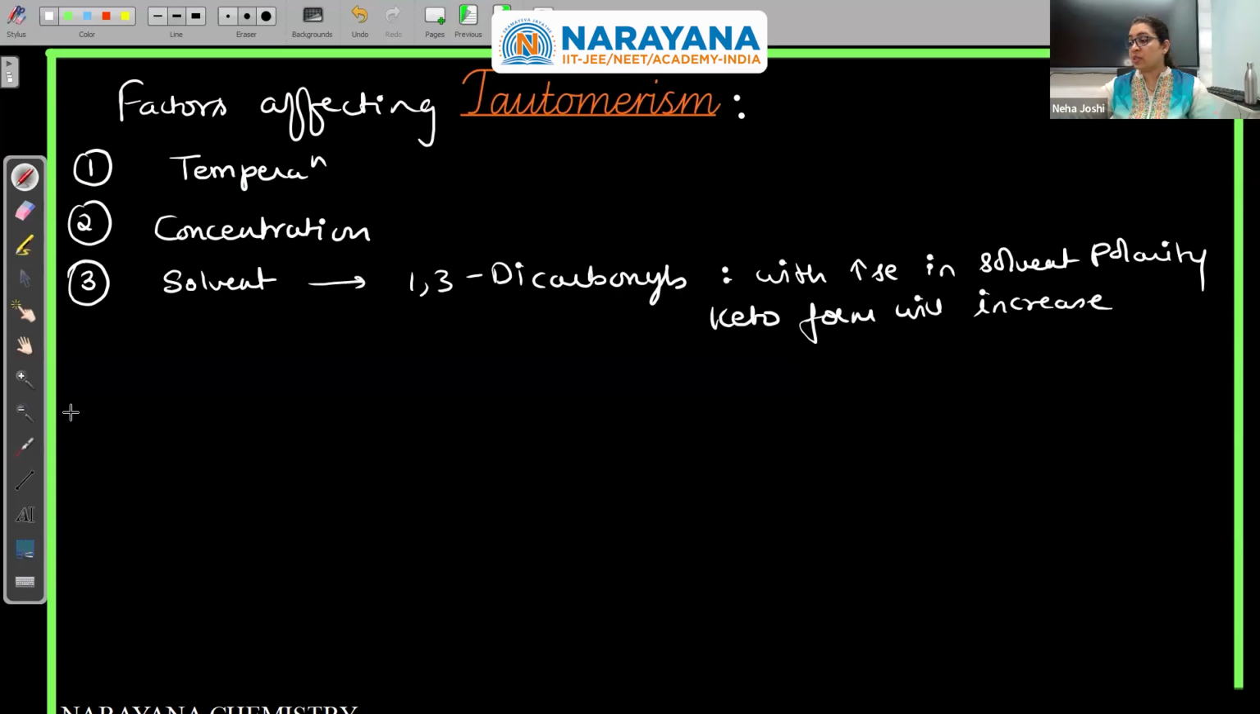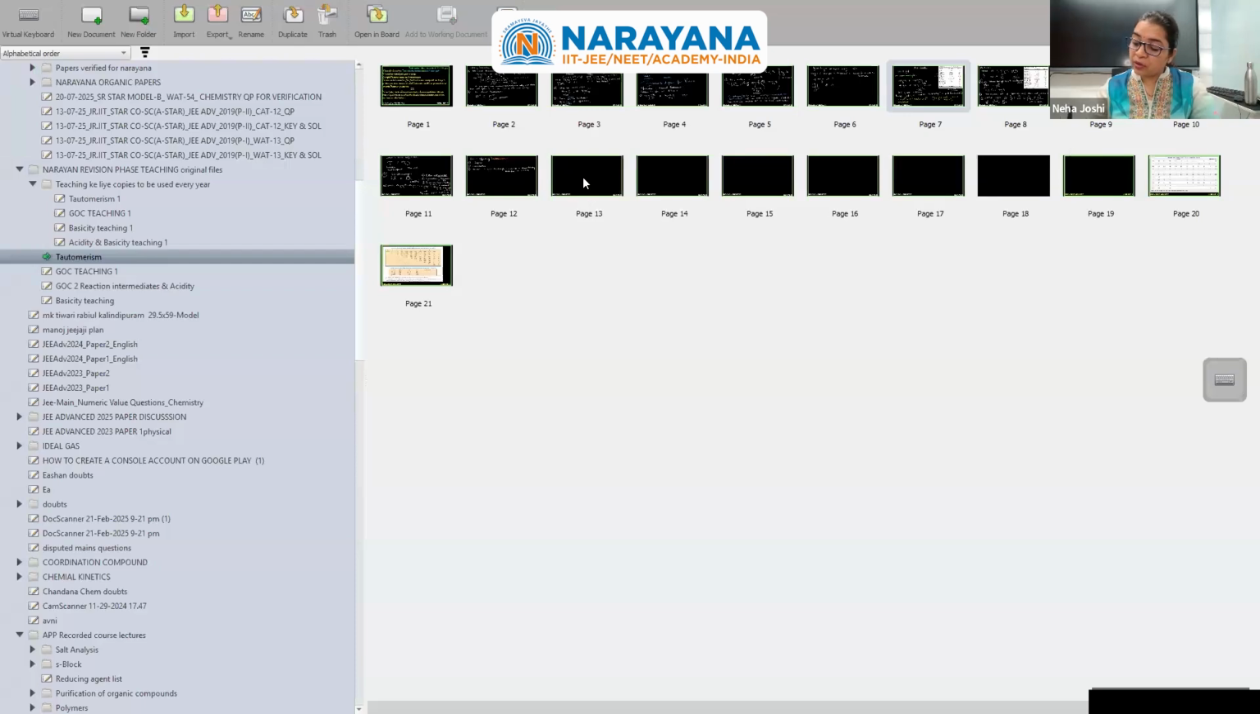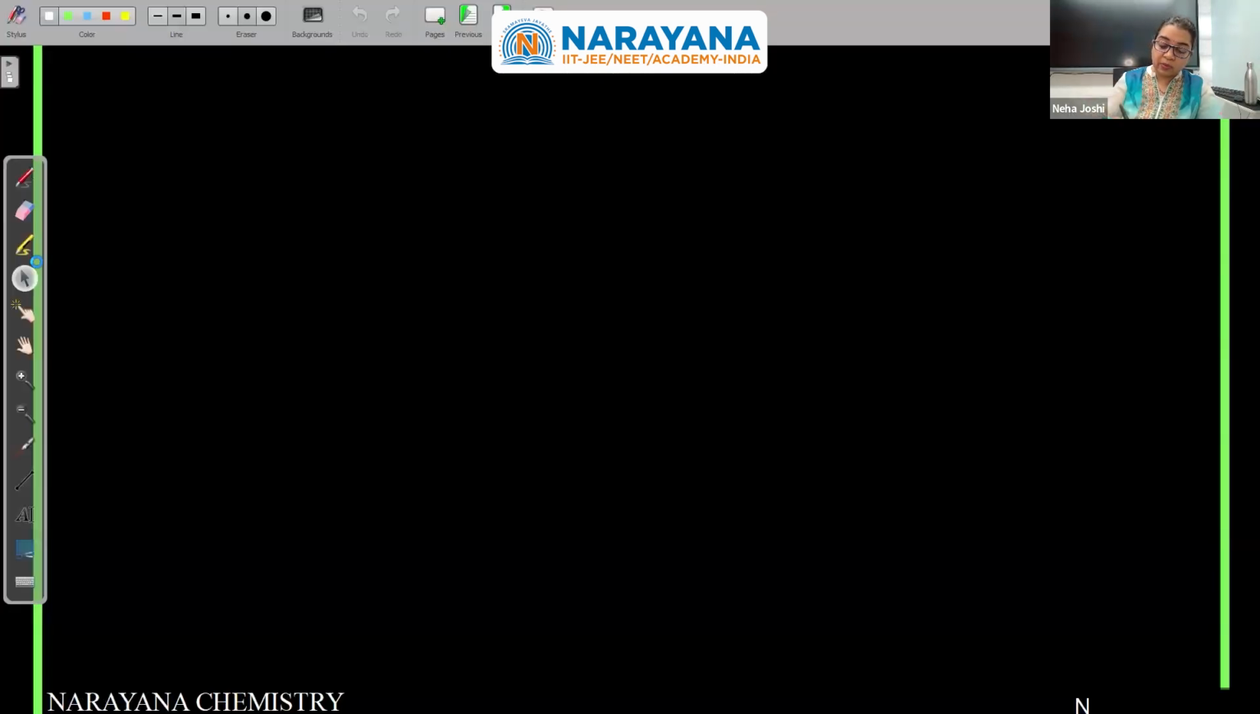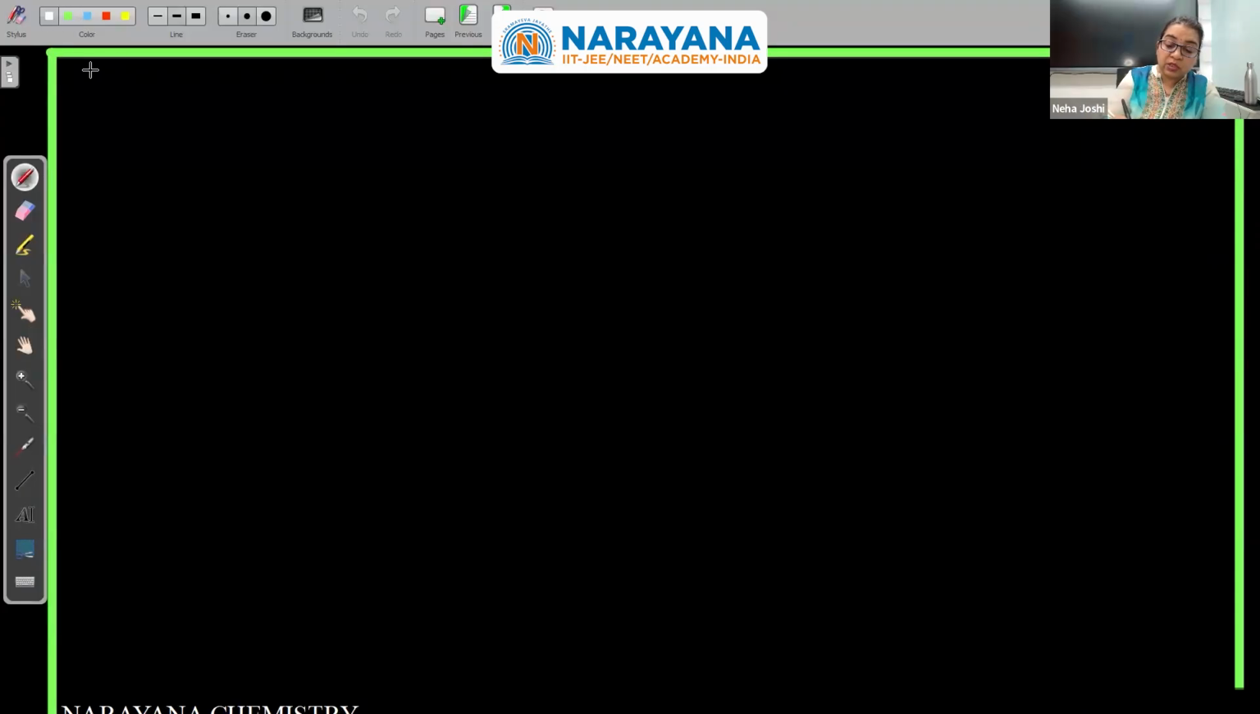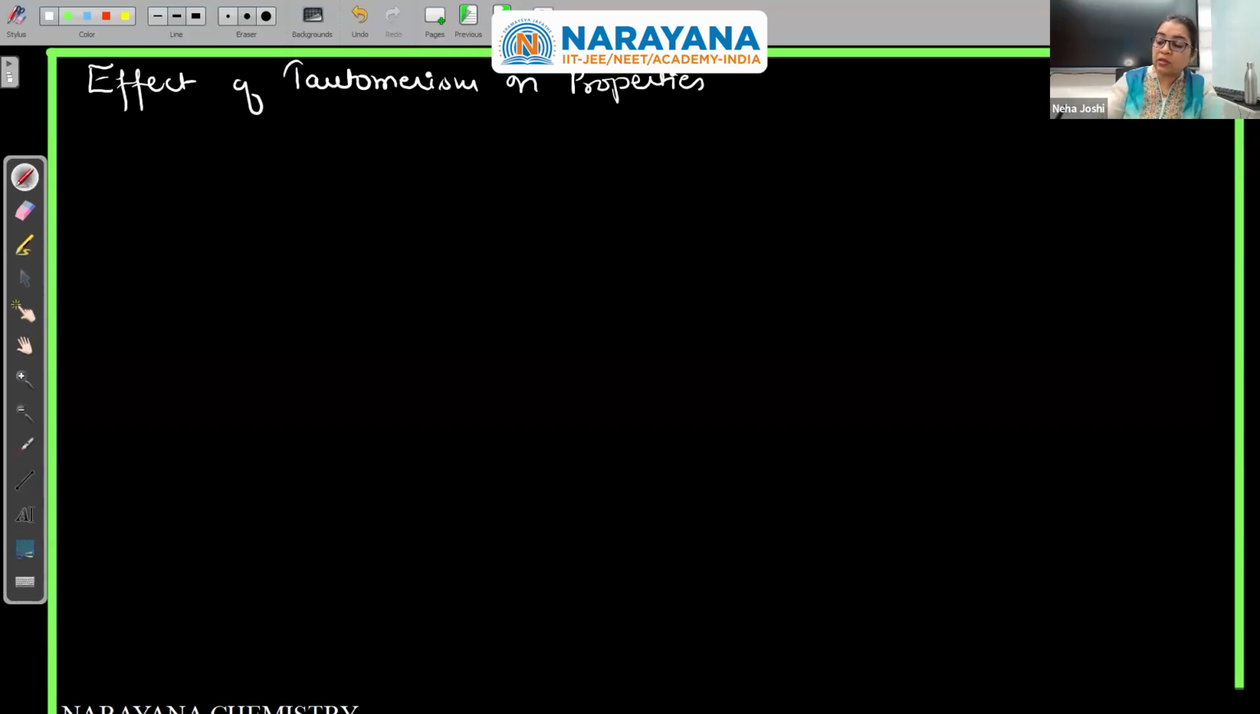Okay, and certainly the relative stability of enols is there. That we have already discussed in detail. Now we are talking about the same molecule being impacted. I hope this part is okay. Now we are moving to the effect of tautomerism on properties of molecules. That is our next and the final topic for tautomerism.